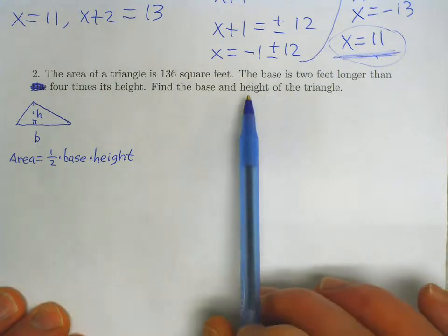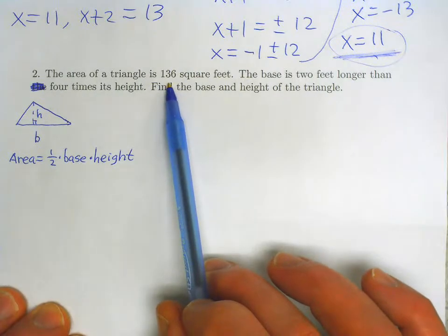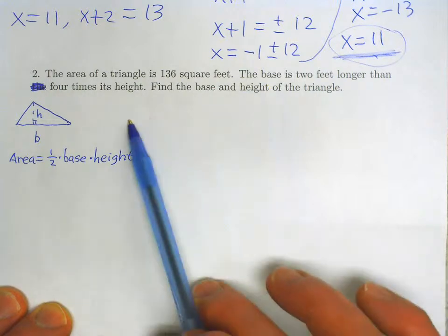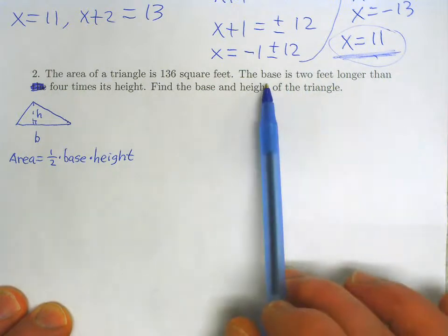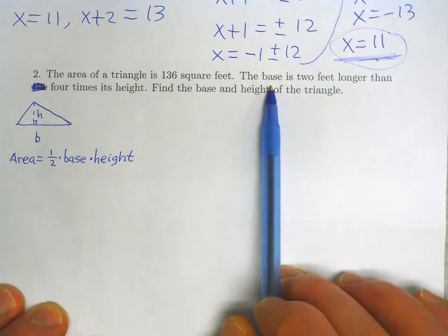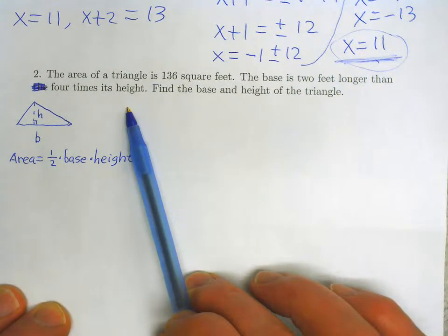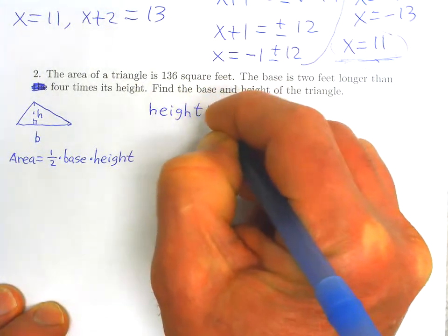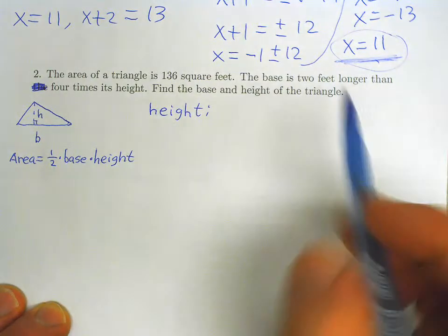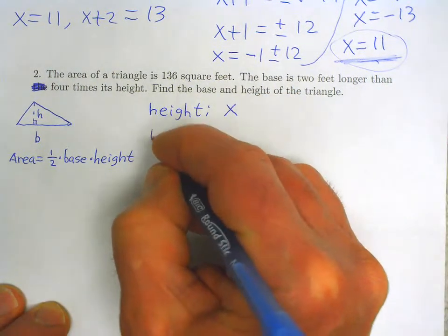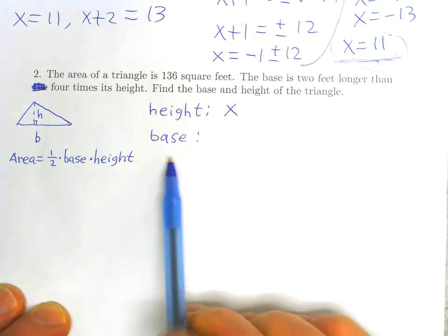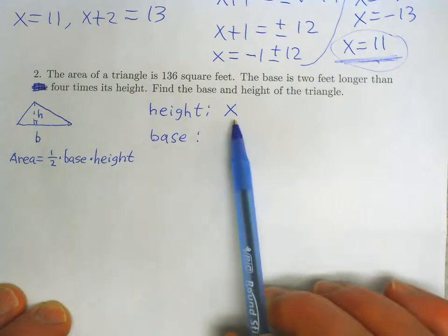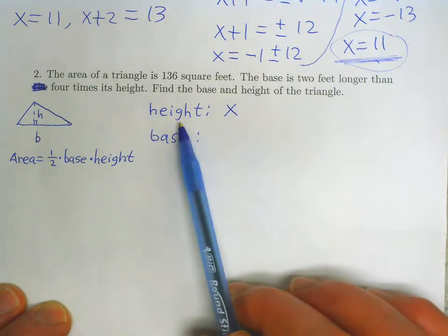Okay, so we're told that the area of a particular triangle is 136 square feet, and we're told how the base and the height are related. So since the base is described in terms of the height, the easiest thing, in my opinion, is to assign a single variable for the height. And then since the base is described in terms of the height, we can describe the base in terms of x, which we have assigned to be the height.